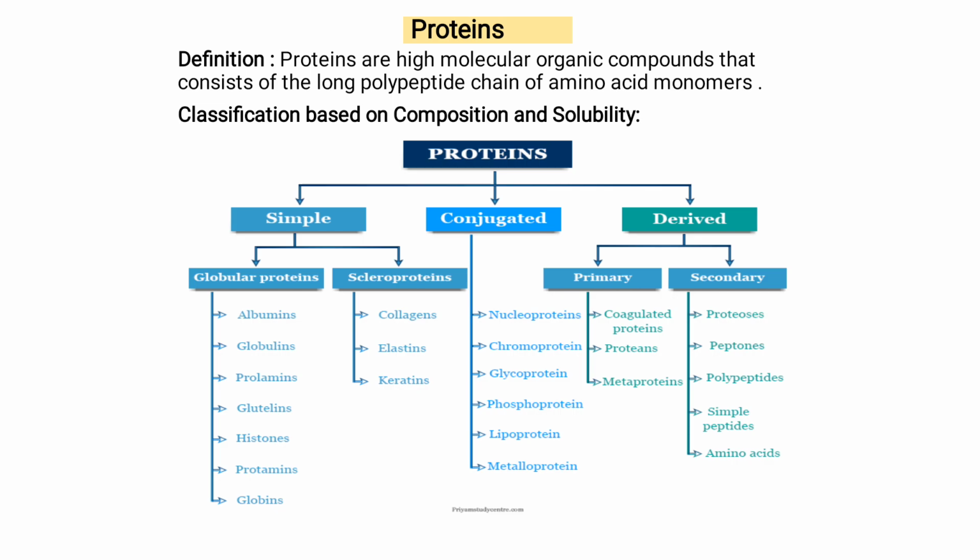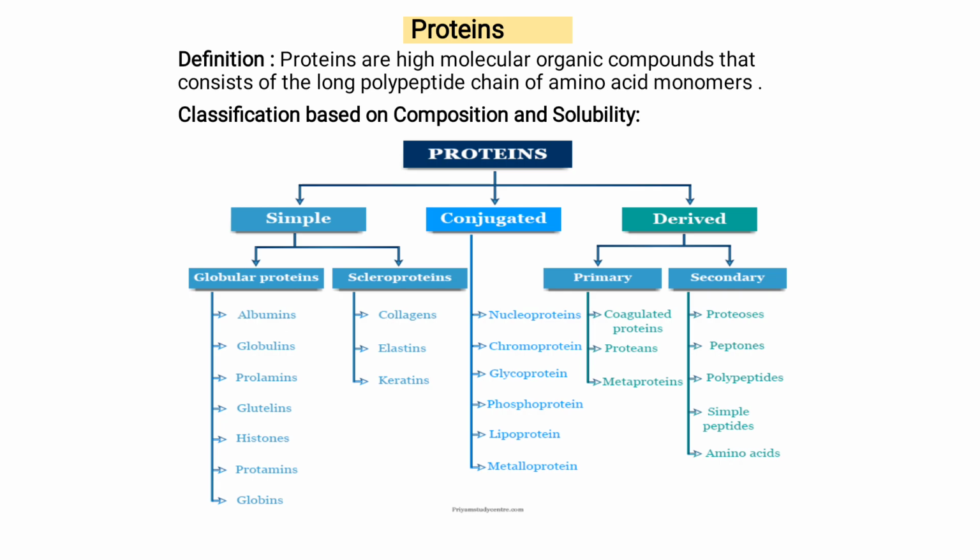The third classification of proteins is derived proteins. These derived proteins are again divided into two: primary and secondary. Primary derived proteins are proteans and metaproteins, which are partly degraded protein. All of you know very well about metaprotein and coagulated protein. Coagulation we have seen in milk: when we add lemon, it coagulates to form paneer.